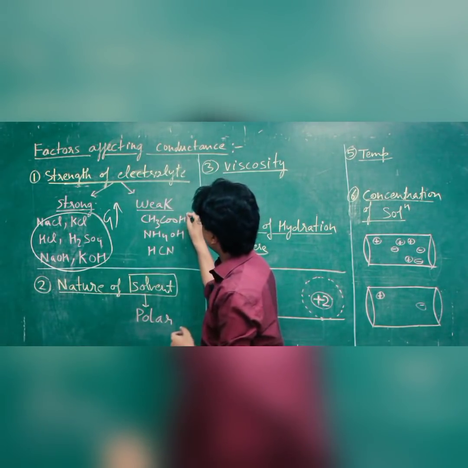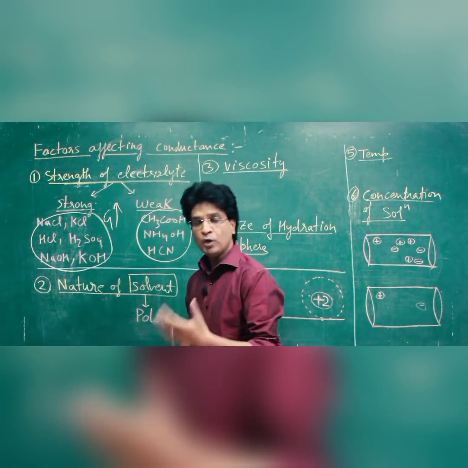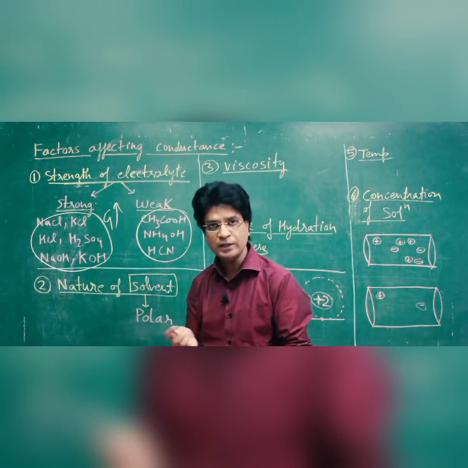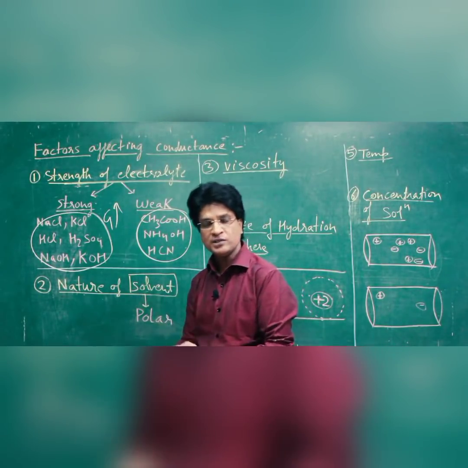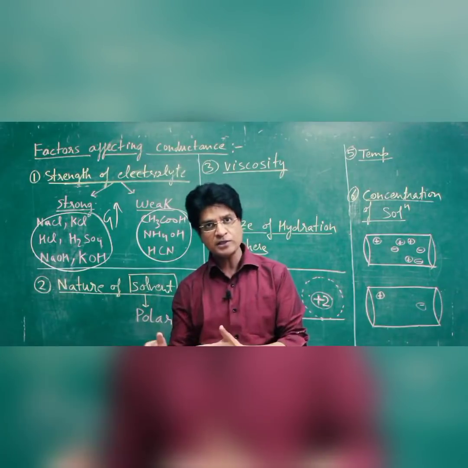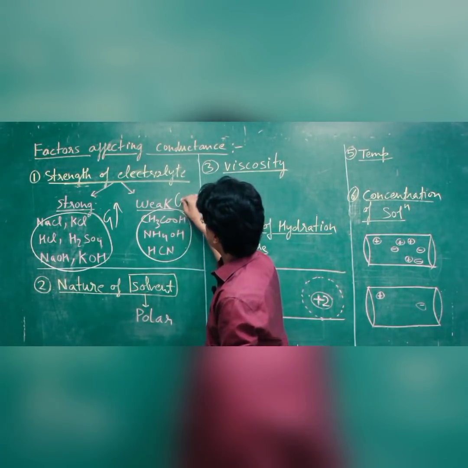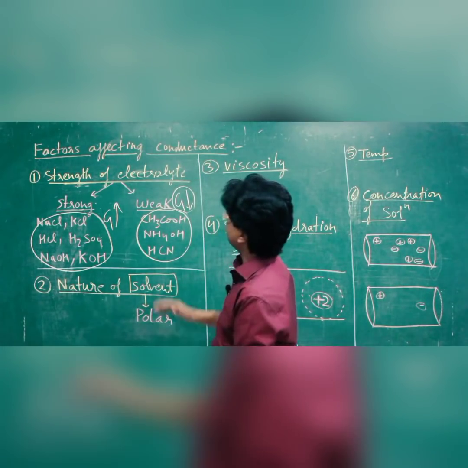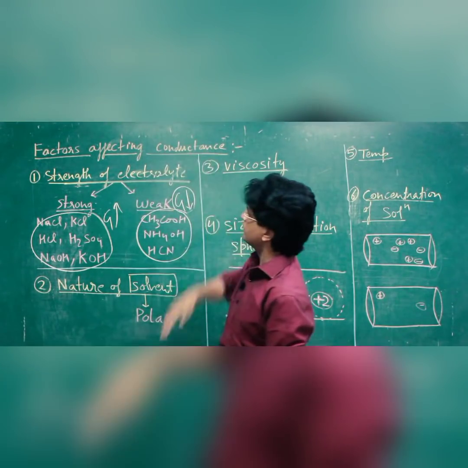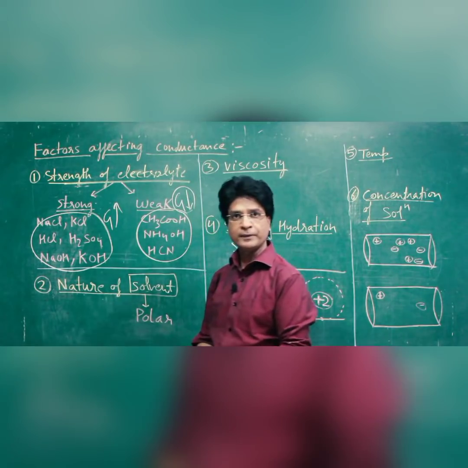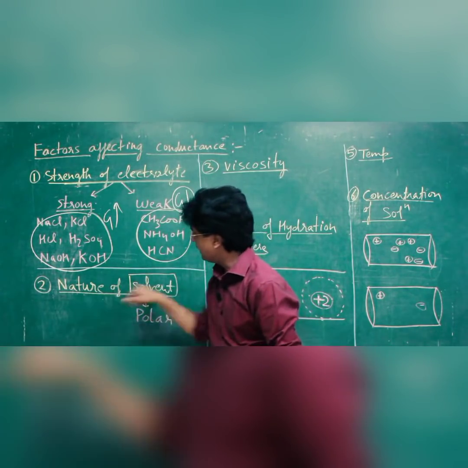But in case of weak electrolytes, the number of ions is less. They dissociate to a lesser extent. If number of ions is less, charge is also less. If charge is less, the flow will also be of lesser charge. So conductance will also be less. So we can say that if we want more conductance, we should choose strong electrolyte. Okay? Now nature of solvent.